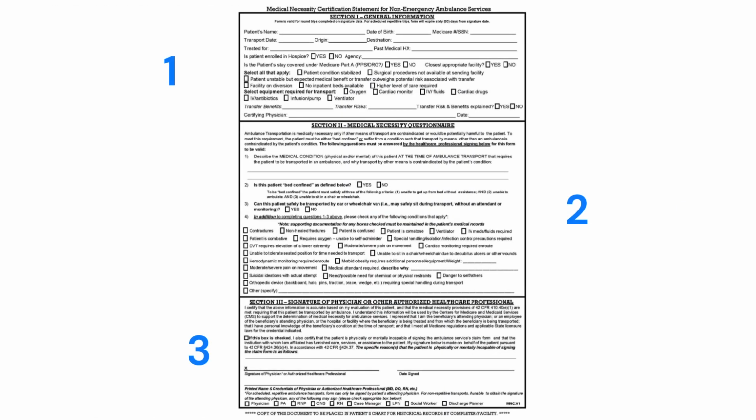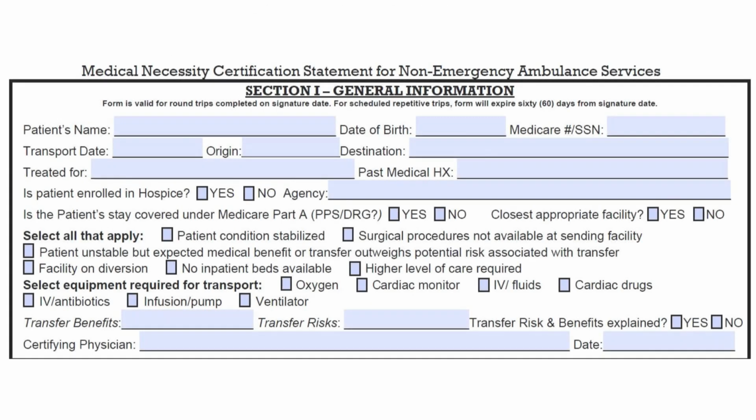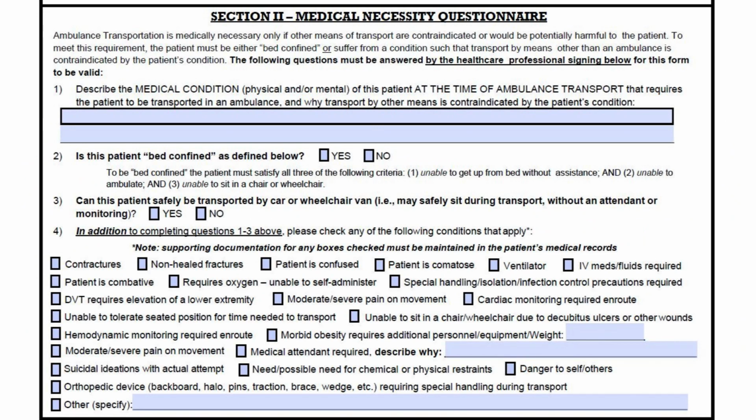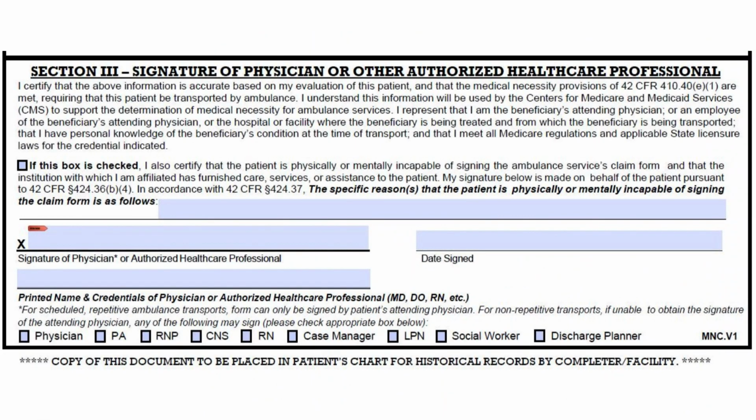This form has 3 sections. The first section is basic patient demographics, medical information, transfer information, and equipment needed for transport. The second section is the medical necessity questionnaire. In order for the form to be valid, these questions must be answered by the healthcare professional signing the form. The third section is for signature of the physician or authorized healthcare professional.